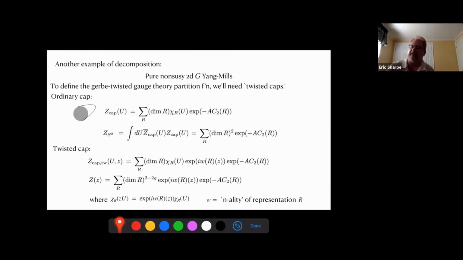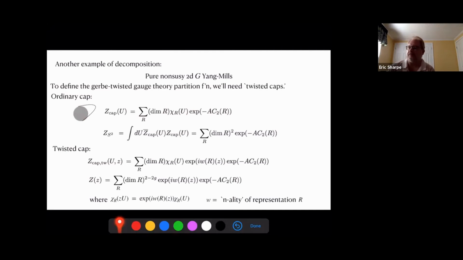This is a character of the group element corresponding to the Wilson line along the boundary, and the representation R, the one summing over. The partition function for a two-sphere can be obtained by taking two of those caps, sticking them together, and then integrating out the Wilson line along the joint boundary. The result looks like a sum over representations. Well, the result is the special case of what I wrote down before for genus 0.